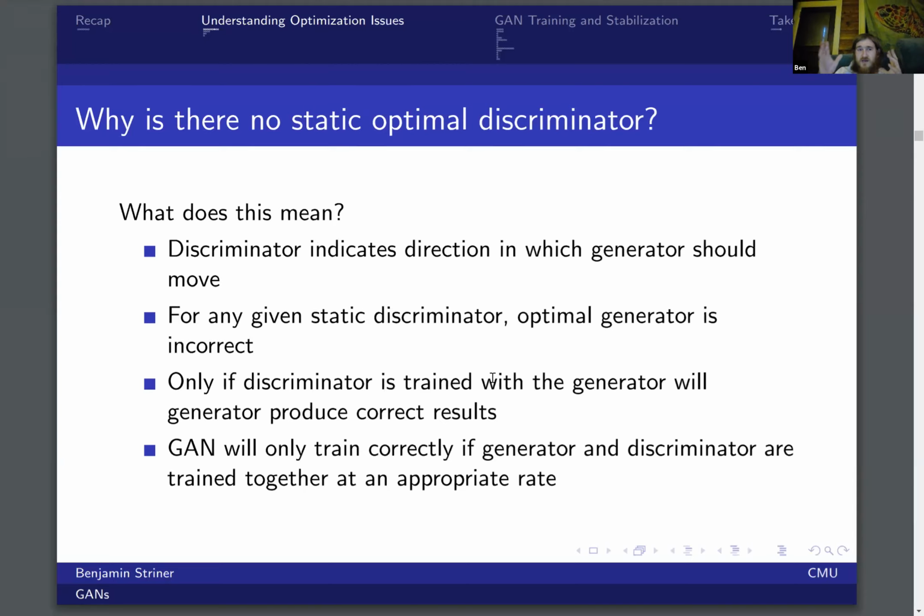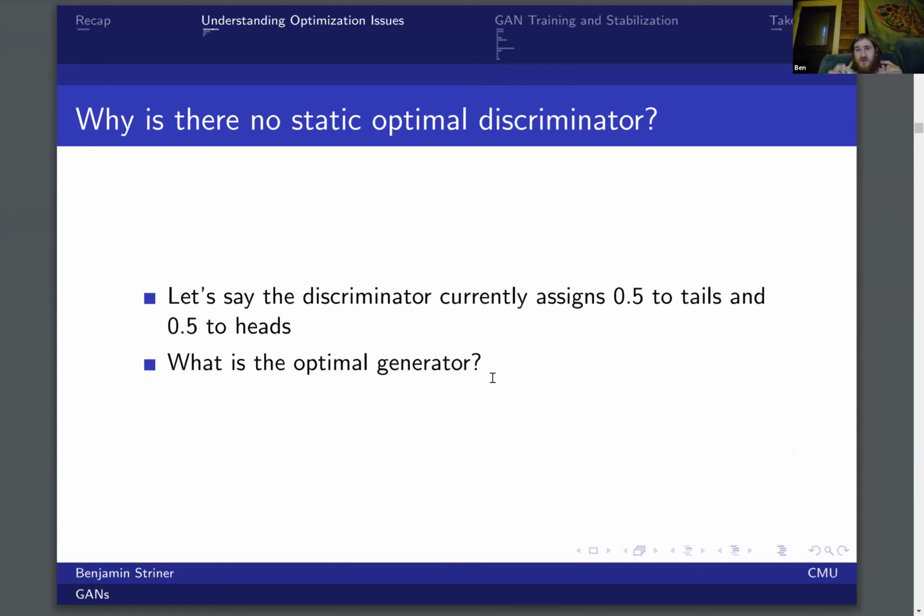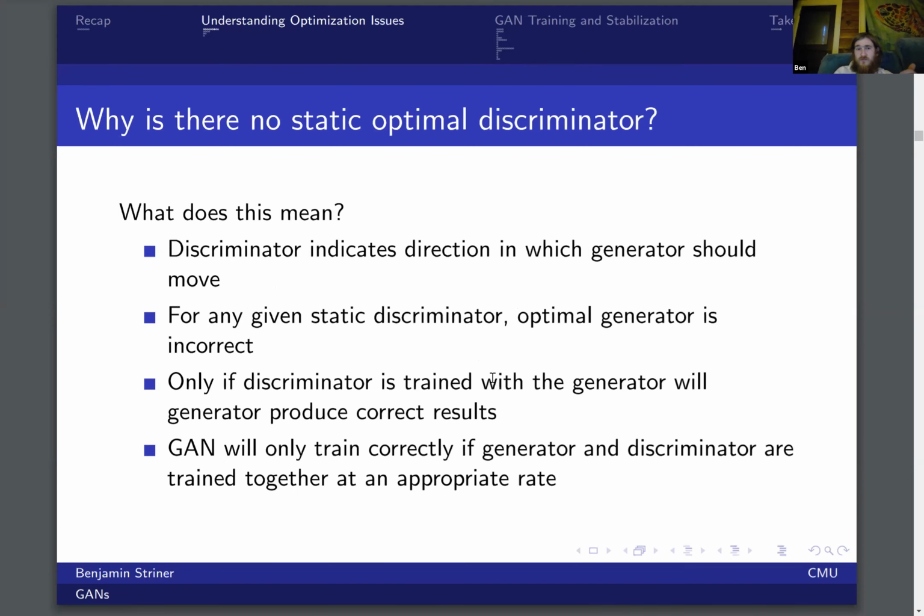So it's a little abstract, but what does that mean? Your discriminator tells you which way you should move. It doesn't tell you your end result. So the feedback from the discriminator is, oh, this situation here, 51 tails and 49 heads, that means you should move towards tails. And 50 tails and 50 heads means you don't need to do anything, you should stay where you are. The discriminator isn't telling you where you should end up. The discriminator is telling you move this way or move that way.